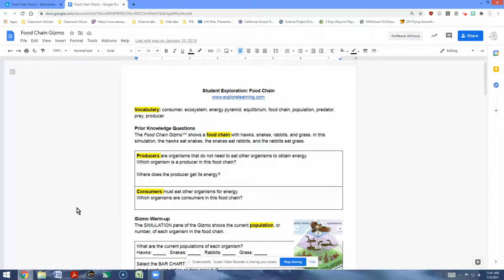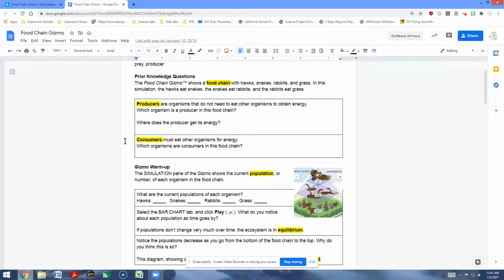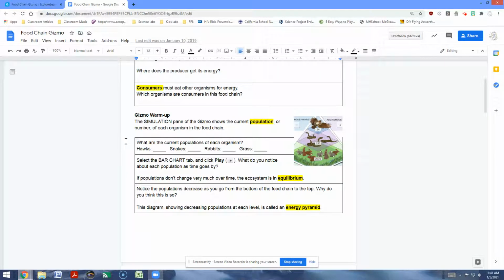Okay, we're going to be looking at the food chain gizmo today. This is our final gizmo for this unit, and it's really wrapping up and tying in everything that we have done so far. The food chain gizmo is looking at, obviously, a food chain. We're going to be looking at energy and how energy is transferred through it, and our main concept is change and how major changes can affect a food chain and an ecosystem. So then we have our vocabulary, the prior knowledge, and we're going to look at the warm-up.